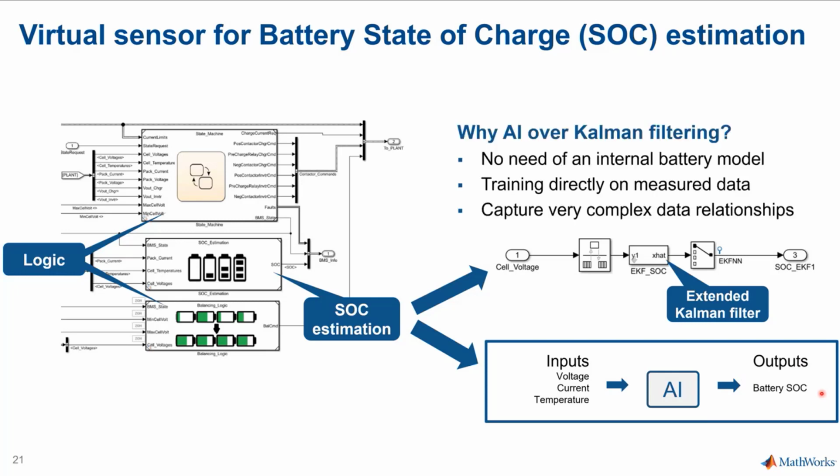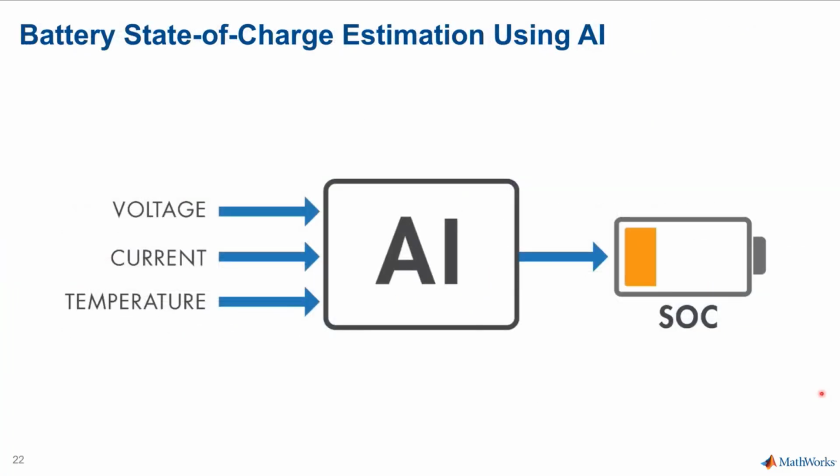And why would you want to use AI over Kalman filtering? It is because you don't need an internal battery model. For the Kalman filter, you need to have very detailed knowledge about your battery. And you can train directly on measured data, and by this capture maybe very complex data relationships which are hard to model. So as I said, voltage, current, and temperature measurements are input to the AI model. State of charge, this number between 0 and 1, is the output of the AI model.